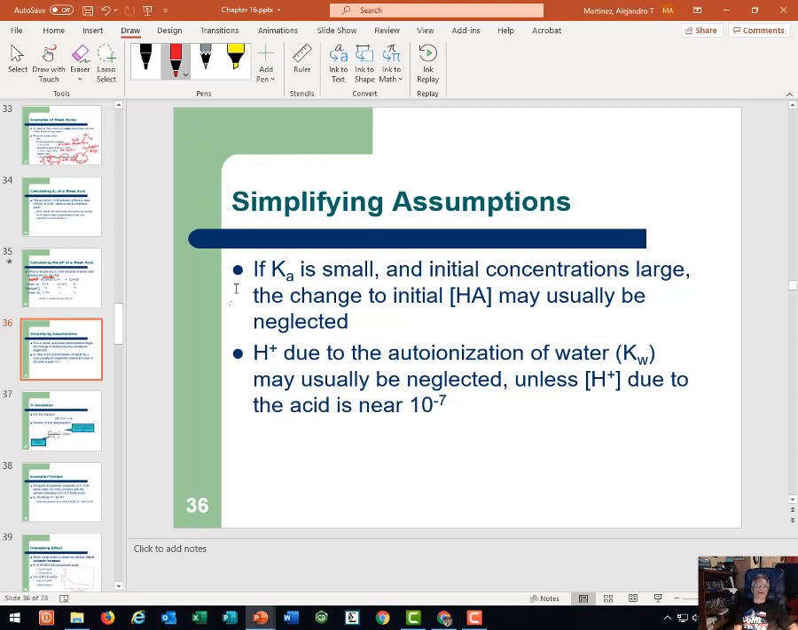Okay, let's talk about simplifying assumptions one more time. If Ka is small and the initial concentrations are large, the change to the initial concentration may usually be neglected. It's going to be neglected in the problems that I give you on exams and quizzes. So hydrogen ion due to the autoionization of water, we talked a little bit about that. Kw can usually be neglected unless the hydrogen ion concentration is close to 10 to the minus 7 molar. We're going to go ahead and neglect it.